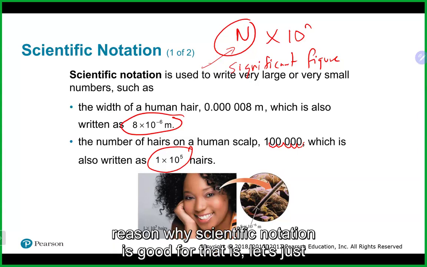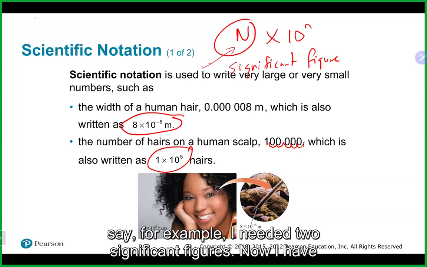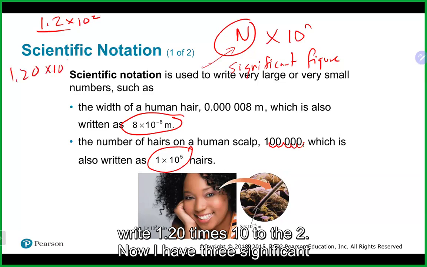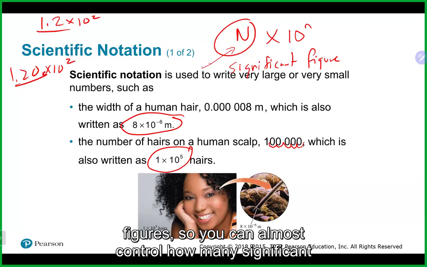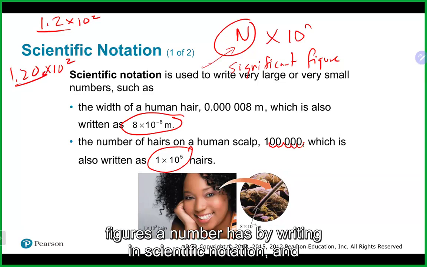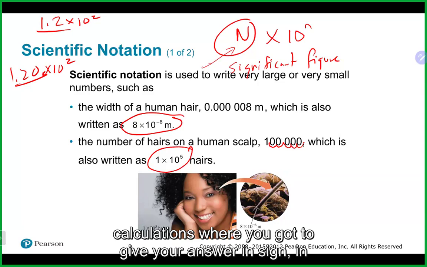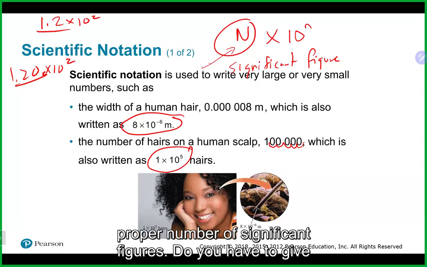The reason scientific notation is good for that is, let's just say, for example, I needed 2 significant figures. Now I have 2 significant figures. Let's say I needed 3. I could write 1.20 times 10 to the 2. Now I have 3 significant figures. So you can almost control how many significant figures a number has by writing it in scientific notation. And that's really useful, especially when we get into calculations where you have to give your answer in the proper number of significant figures.